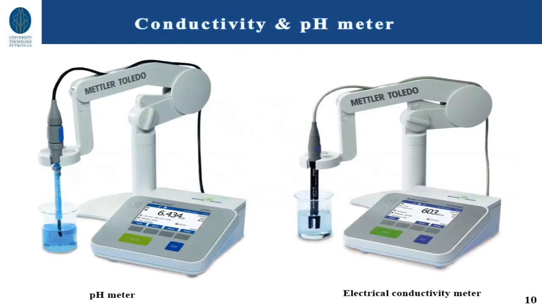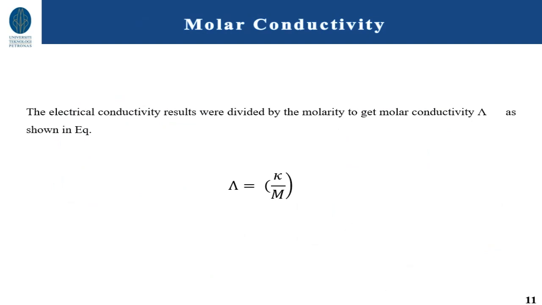These are the two pieces of equipment that we use for pH and conductivity measurement. The electrical conductivity results are divided by the molarity to get the molar conductivity, as shown in the equation.